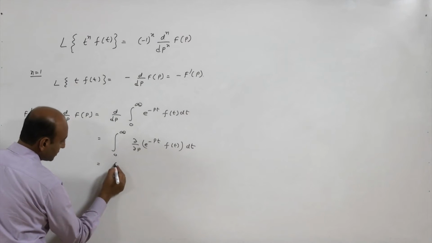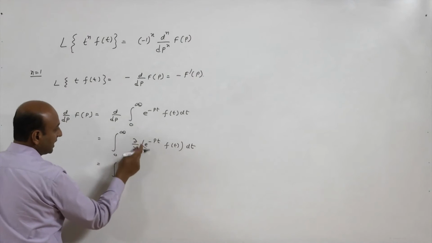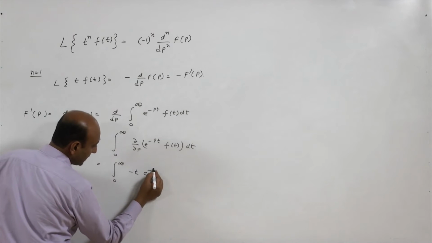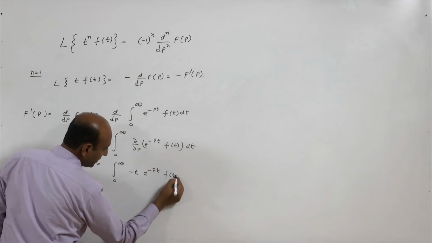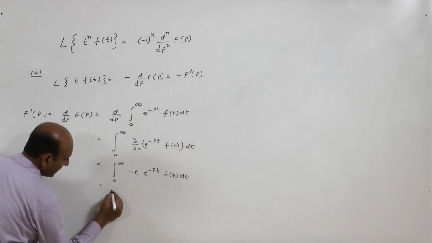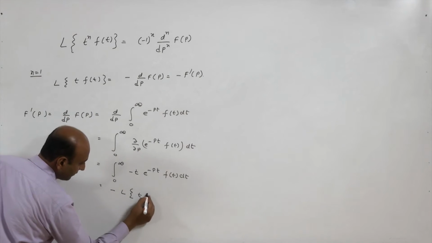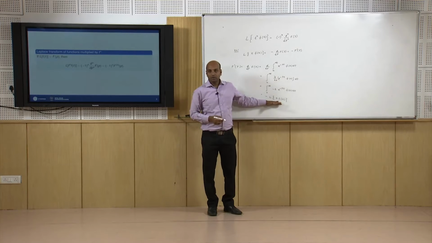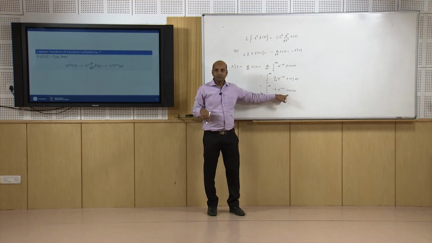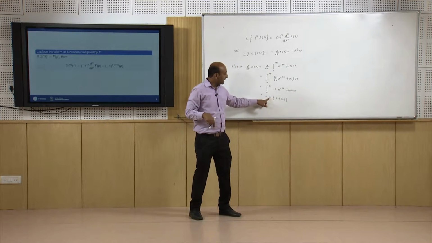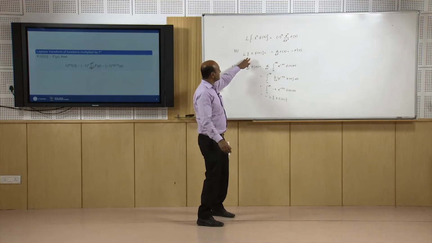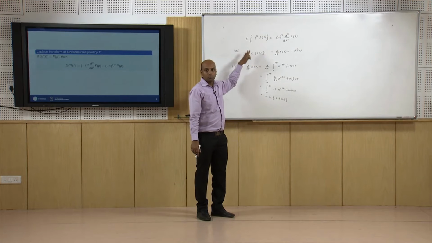The partial derivative with respect to p of this expression will be nothing but minus t e^(-pt) f(t) dt, and it is nothing but the negative of the Laplace of t f(t), because the Laplace of t f(t) is the integral from 0 to infinity of t f(t) e^(-pt) dt, which is this expression. So, hence the Laplace of t f(t) is nothing but negative of F'(p). So, we obtain this result for n equal to 1.